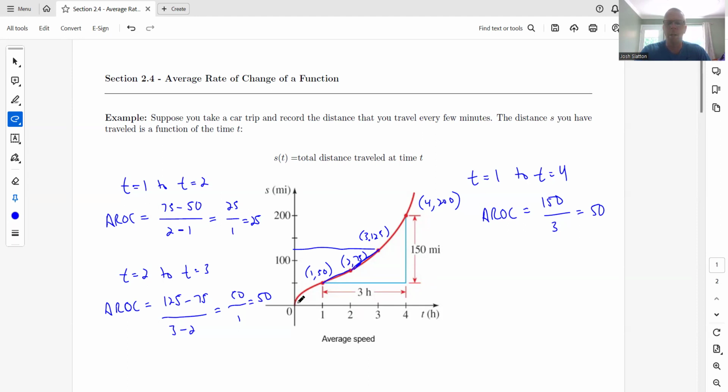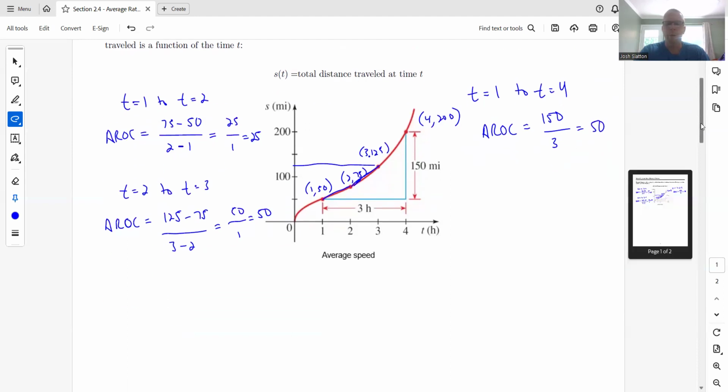So here it's going up quickly, slows down a little bit, and then it starts going up more quickly. So the slope would be higher here. It would get lower. It'd still be positive, but it'd get a little bit lower here, and then get a little bit higher as we come up. All right, so that's called average rate of change.